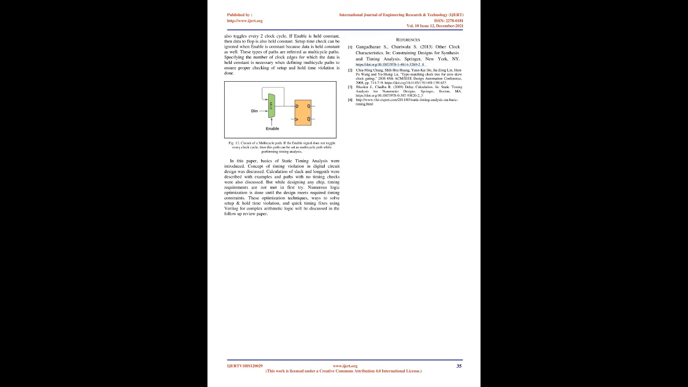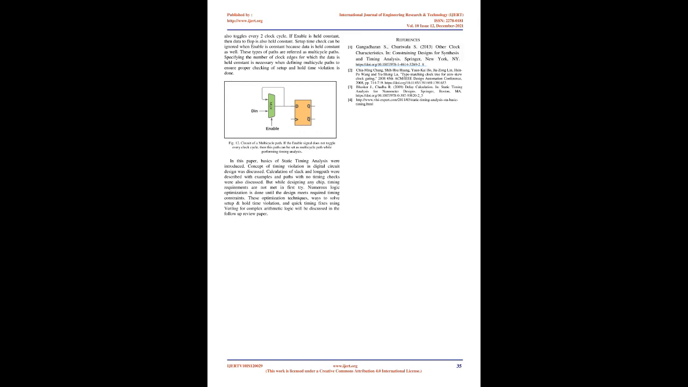For example, in Figure 12 below, if the enable signal changes every 2 clock cycles, then the data to the flop also toggles every 2 clock cycles. If enable is held constant, then the data to the flop is also held constant. Setup time check can be ignored when enable is constant because data is held constant as well. These types of paths are referred to as multi-cycle paths. Specifying the number of clock edges for which the data is held constant is necessary when defining multi-cycle paths to ensure proper checking of setup and hold time violations is done.